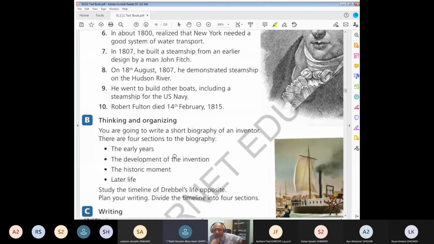So in 1807, he built. Yeah, go ahead. In 1807 he, but I'm not sure, he had built. No. So in 1807, he built a steamship from an earlier design by a man called, named, by the name of, whose name is, all of them are correct. So in 1807, he built a steamship from an earlier design by a man called John Fitch.